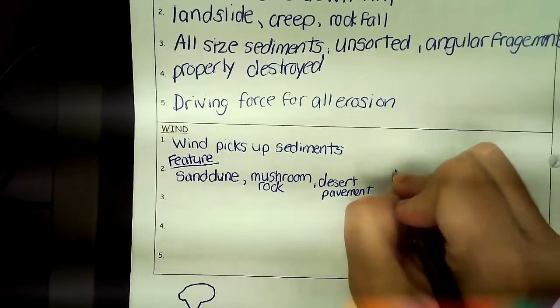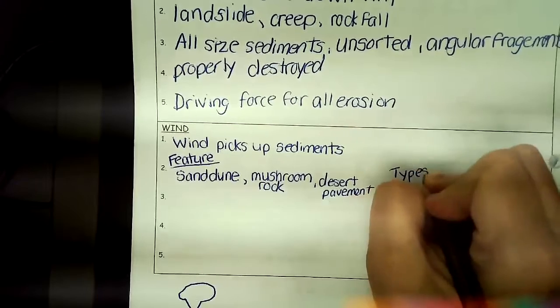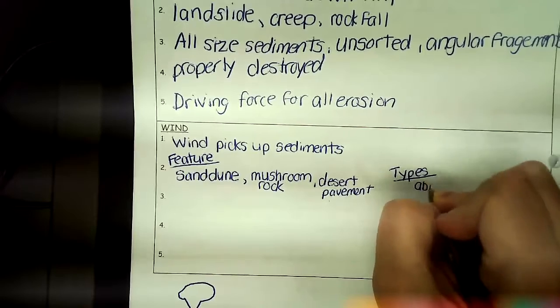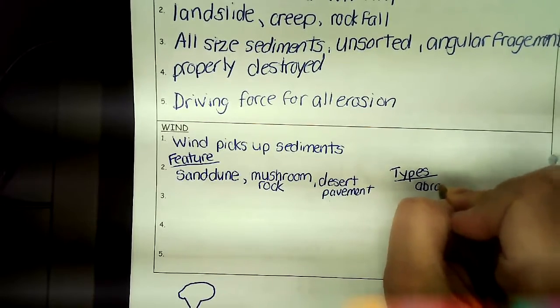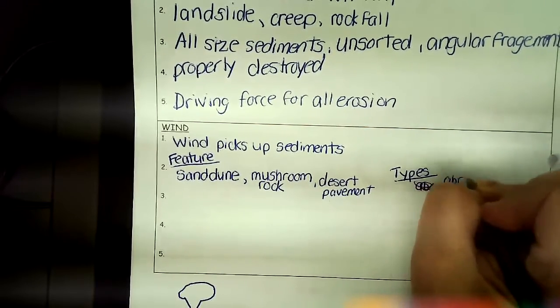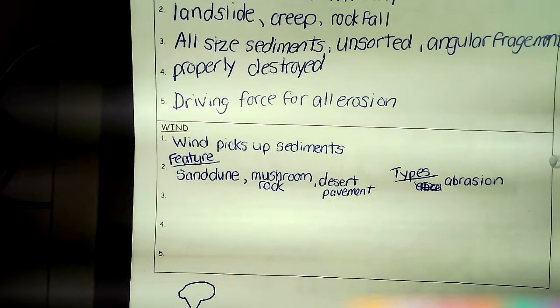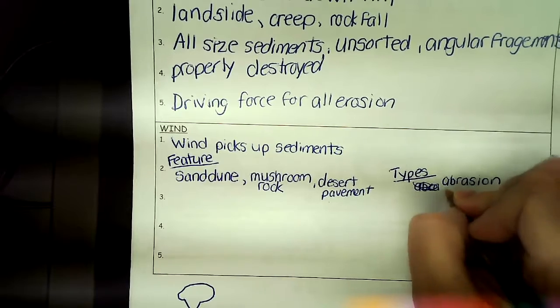And then there were some types. So types just mean like how it does it, like how the agent of erosion does its job. I already heard one was abrasion. If I could spell it. Abrasion. So remember, that's when the sand bumps against the rocks. And then you guys said sand blasting.